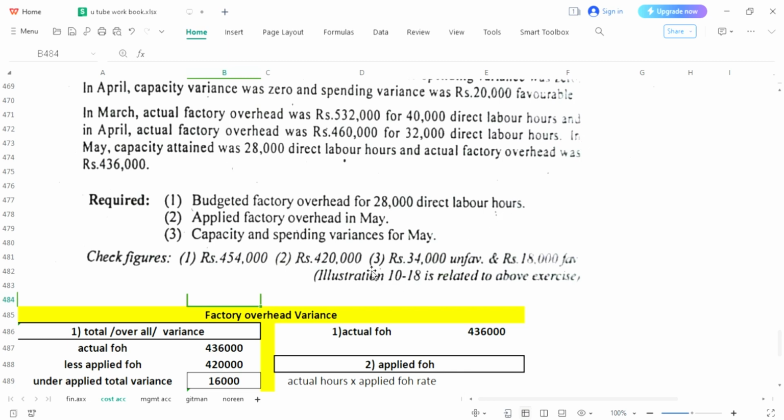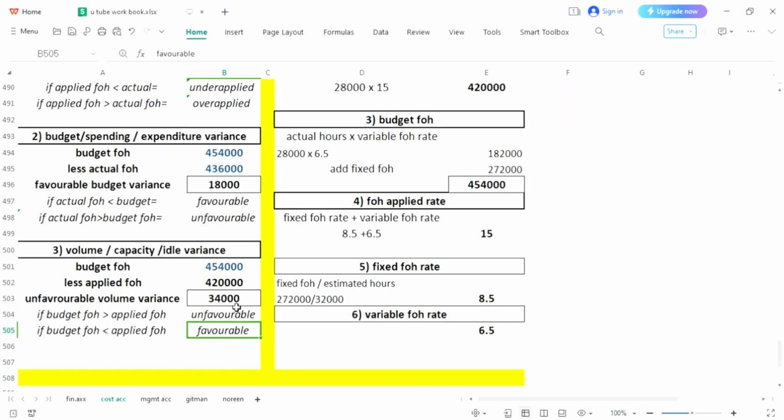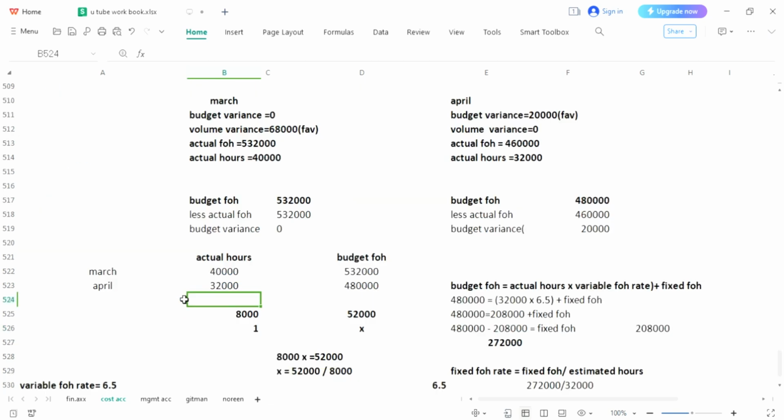34,000 unfavorable is written over here, and our answer is also 34,000 unfavorable. In this way, our question has been completed. All answers are matched. Please pay your attention. It might be a little lengthy, but your attention is very important.